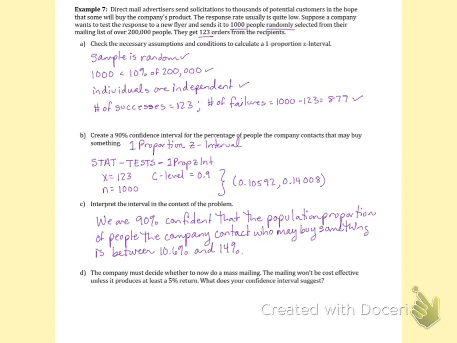So this is suggesting that the company should do the mass mailing, since the entire interval is above that 5% threshold.